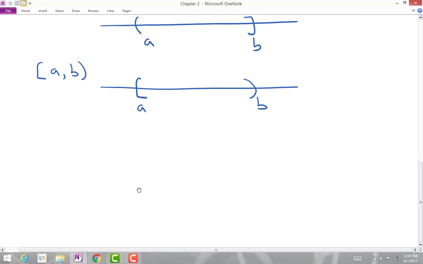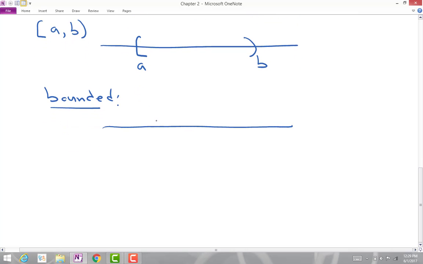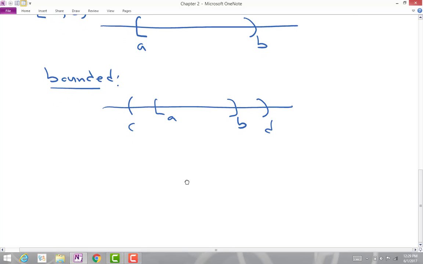Now, all these intervals are bounded. What do we mean by bounded? That means if I take an interval, I can always find real numbers such that I can bound this interval inside these two real numbers. So these are called bounded intervals.